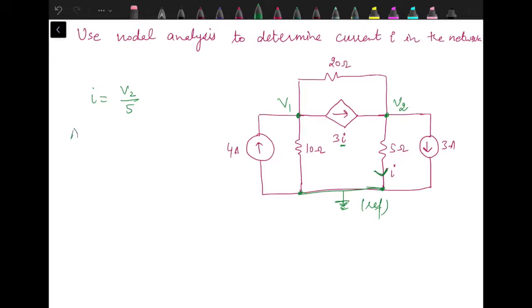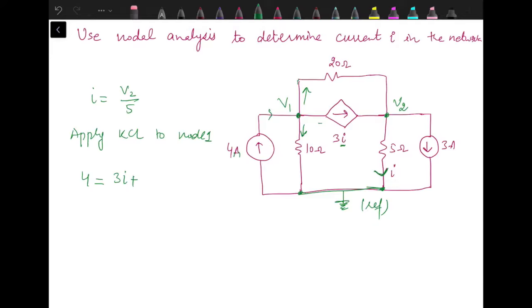Then we have to apply KCL to each node. Let's start by applying KCL to node 1. The 4 ampere source is the current flowing towards node 1, so it's an incoming current. 3I is leaving. We don't know the direction of current through this 10 ohm, so I am assuming this one is outgoing. Same for the 20 ohm, since I don't know the direction of current. So 4 ampere is incoming, and this is equal to 3I.